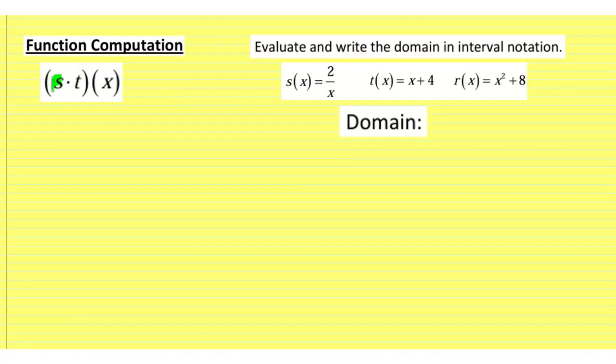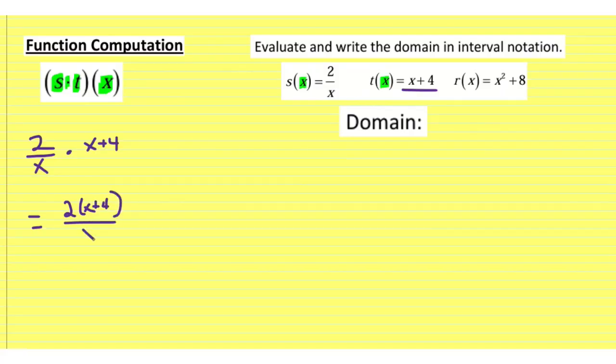Okay, this one says we're going to take function s, multiply it times function t, and again, they're being evaluated for x, but x is already what's there, so nothing is really going to change. Okay, so s is going to be 2 divided by x, and that's going to be multiplied times the t function, which is x plus 4. So x plus 4.